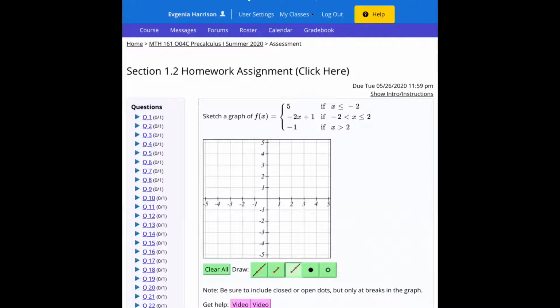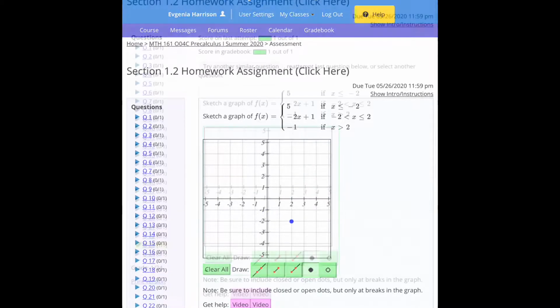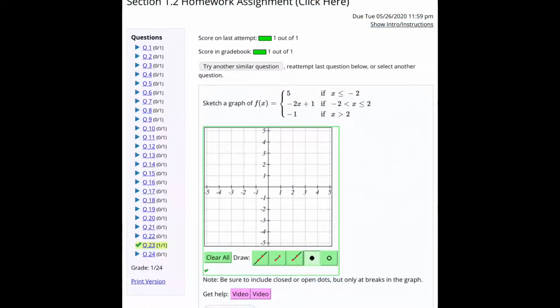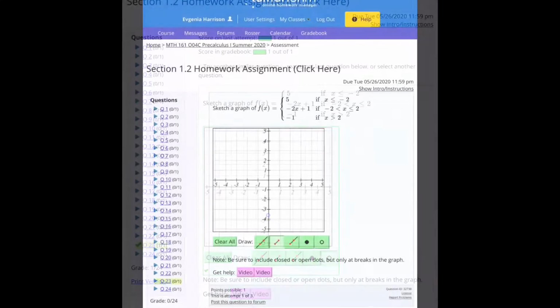Next tool is a ray. A ray is a part of a line that has one endpoint and goes forever in the other direction. You can use any point on the ray, but the second point must be the endpoint. Then we have a closed circle or a point, and an open circle that indicates an absence of a point.